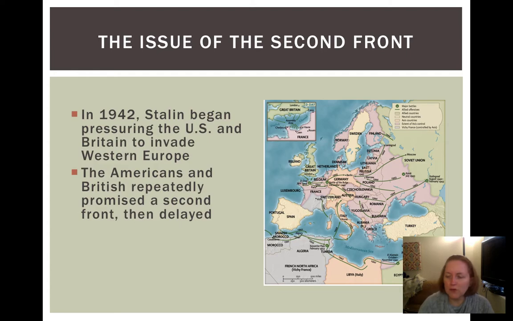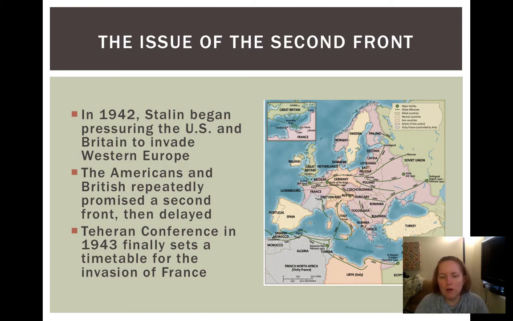So the first time that Roosevelt and Churchill and Stalin actually meet together in the war is at the Tehran Conference in November of 1943. So this is pretty far into the war before any of these three major powers are actually meeting and talking. And the chief issue here is, when are we going to start this second front?